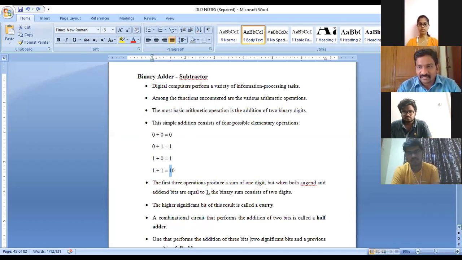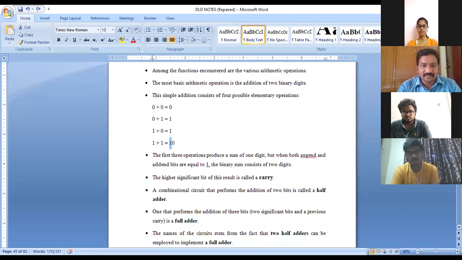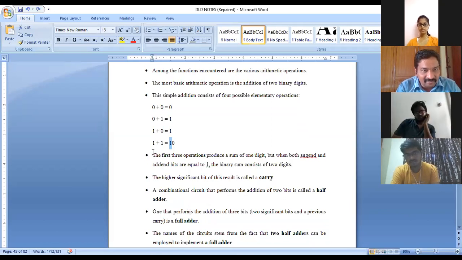Next, suppose sometimes we require 3 bits. Here how many input bits? 2 input bits we required, then the combinational circuit is a half adder. If the circuit requires the 3 bits, then that combinational circuit is known as a full adder. So we will learn about what a full adder is.